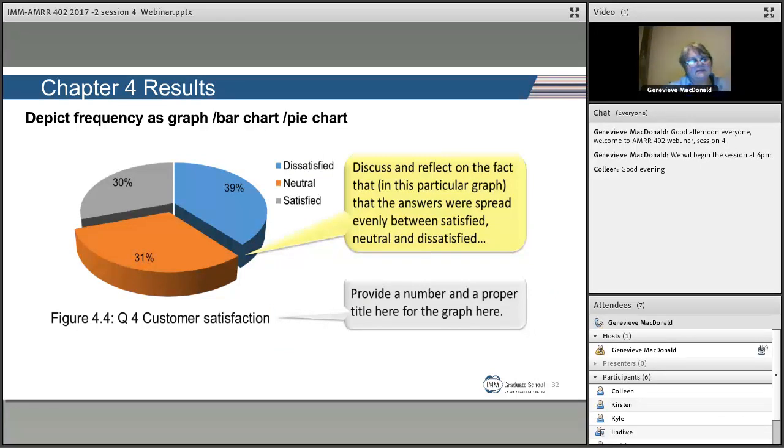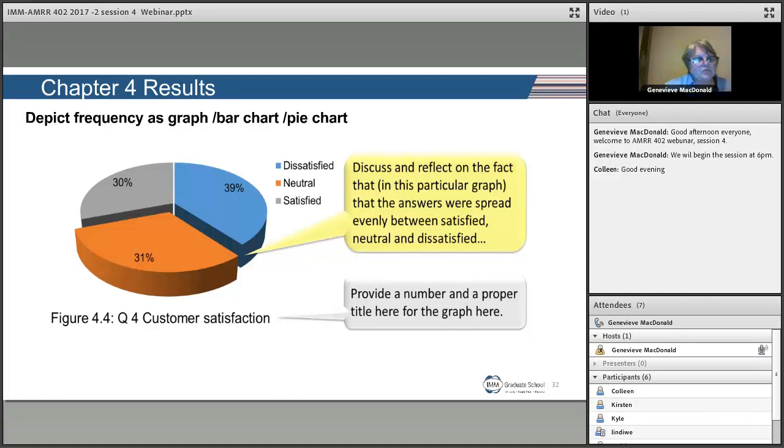Again, this is a very funny graph. You can see a very even spread, and again, depending on the specific question, in this case customer satisfaction, you have to think why, and this is where the context and the original marketing problem that you identified in chapter 1 comes up. It says, why do I have such an even spread across all of these, the dissatisfied, satisfied, and neutrals?